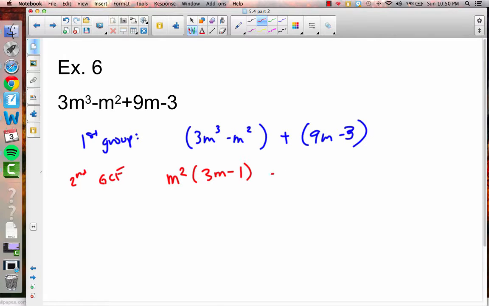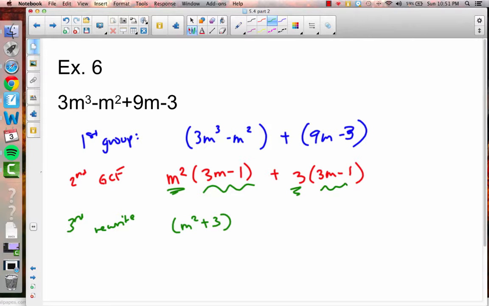And then I can also take out a 3 from the other one, and that leaves me 3m minus 1 as well. And then third step is to rewrite it. So we have our ones on the outside. So that's m squared plus 3, and then the ones that match, which remember we want them to match.